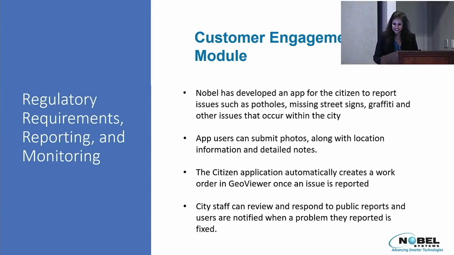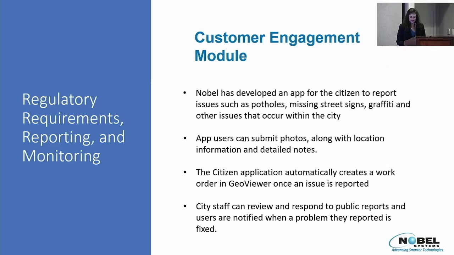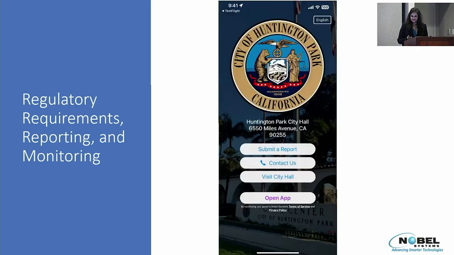Next, we have a customer engagement module. This is for cities, so the citizens can download the app and submit issues to the city itself. We've developed an app for the citizen to report potholes, graffiti. They can submit photos, and it automatically creates a work order in GeoViewer. I'll just play the video.